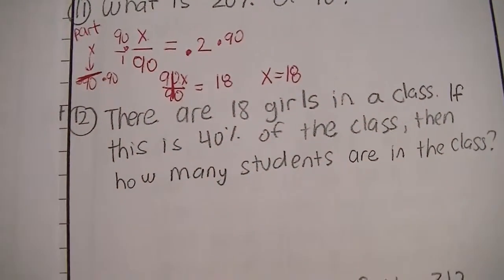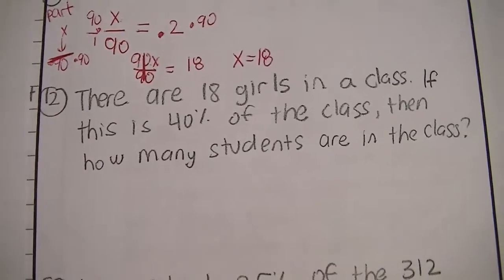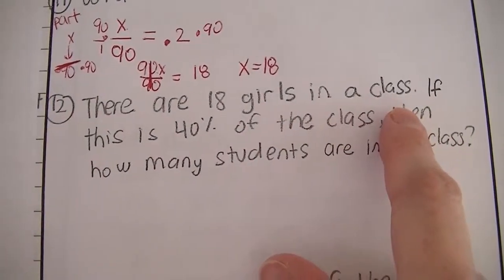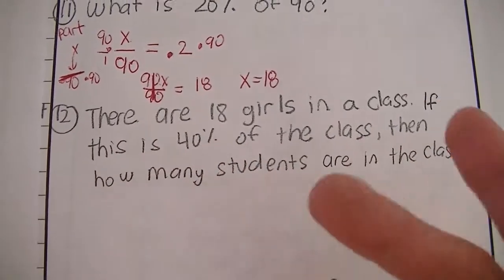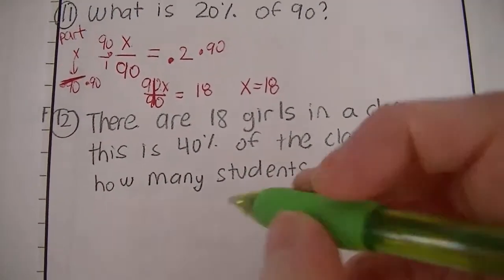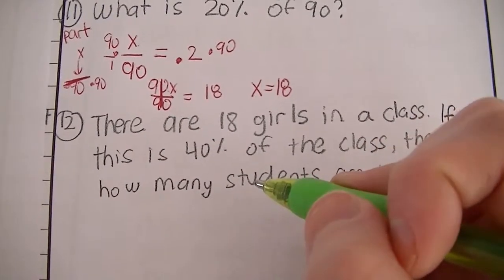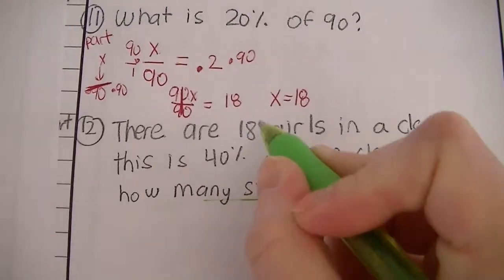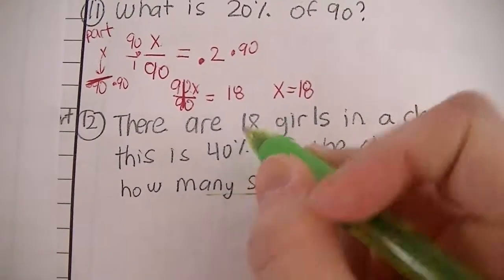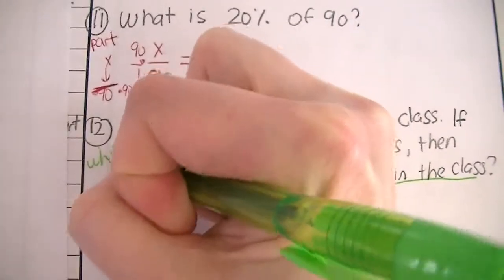Then number 12. There are 18 girls in a class. If this is 40% of the class, then how many students are in the class? So you should know that you're solving for a whole. It's asking how many students are in the class, and the girls are only 40% of it. So we're looking for a whole.